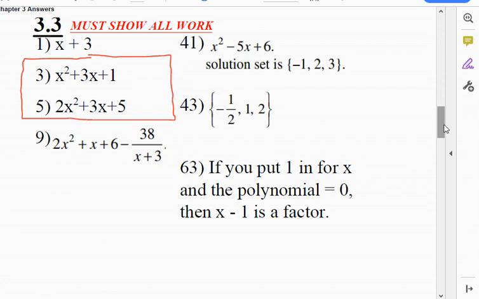In 3.3, the 2 questions that were in the book were just practice with division, finding what the result is when you divide one polynomial by another. In question 3, you should have got x squared plus 3x plus 1. In question 5, you should have got 2x squared plus 3x plus 5.